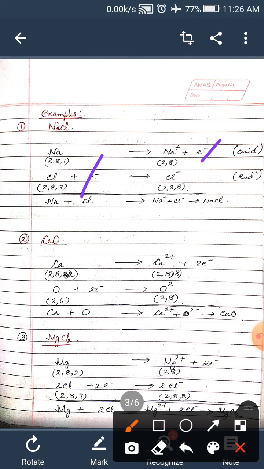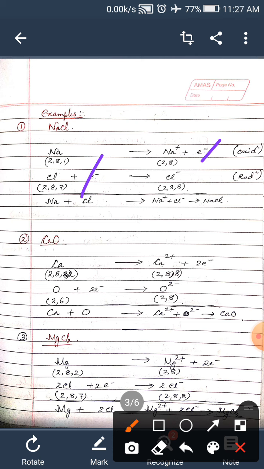Calcium is having electronic configuration 2, 8, 8, 2, so it has 2 valence electrons in the last shell. So it prefers losing 2 electrons to attain the octet. So you can write Ca2+ having electronic configuration 2, 8, 8, plus 2 electrons.